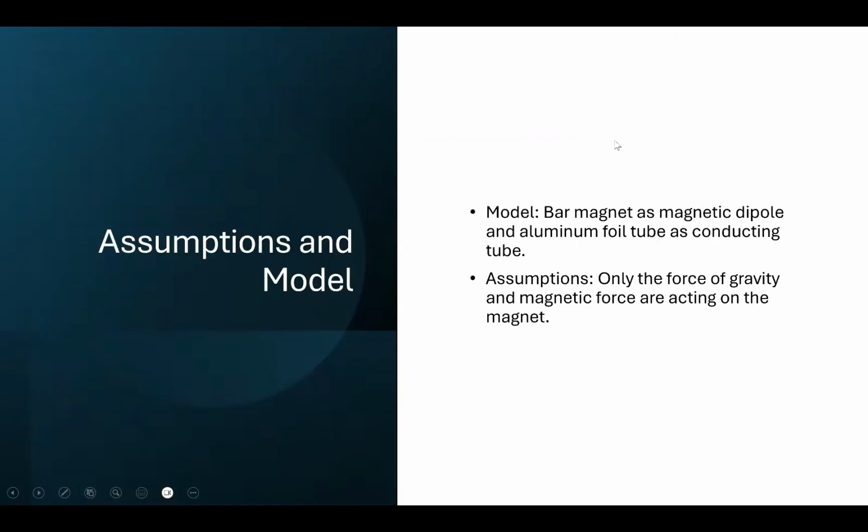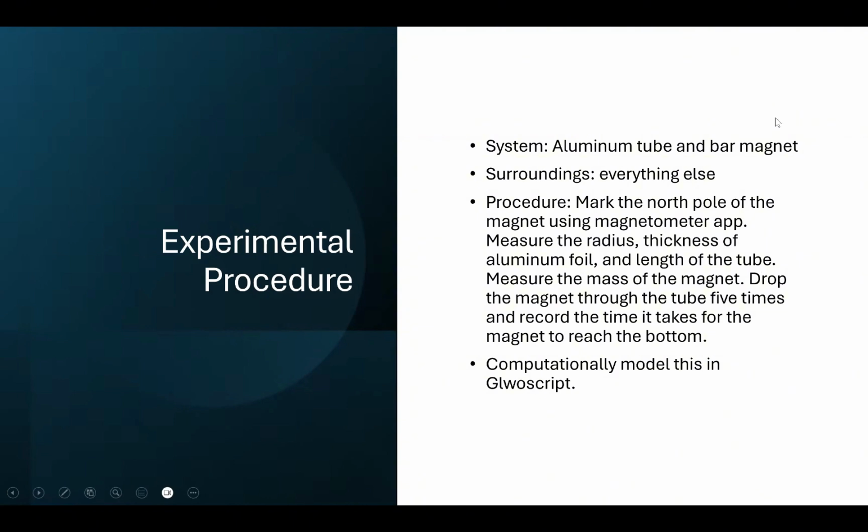So the model is the bar magnet as a magnetic dipole and the aluminum foil tube as the conducting tube. The assumptions are that only the force of gravity and the magnetic force are acting on the magnet. The system is the aluminum tube and the bar magnet, and the surroundings is everything else.